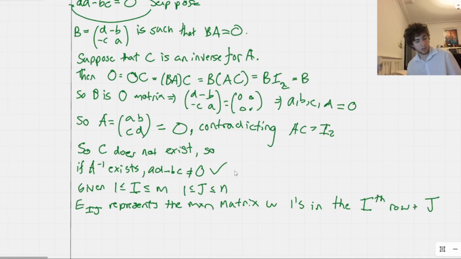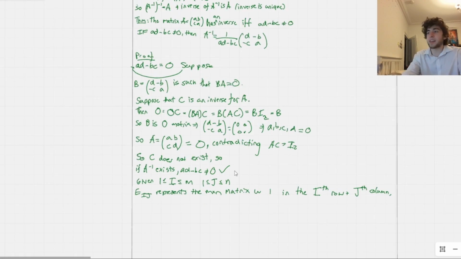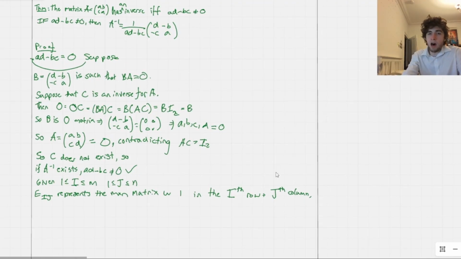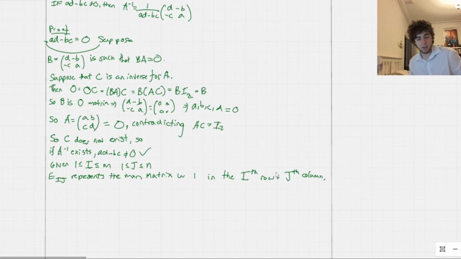So it's really just a singular 1, in just one position, with 1 in the ith row and jth column and zeros everywhere else. So, even simpler than the identity matrix, but not simpler than the zero matrix. And zeros elsewhere.